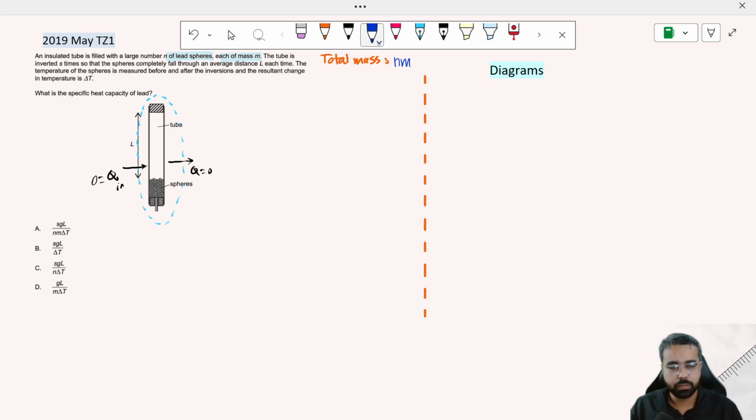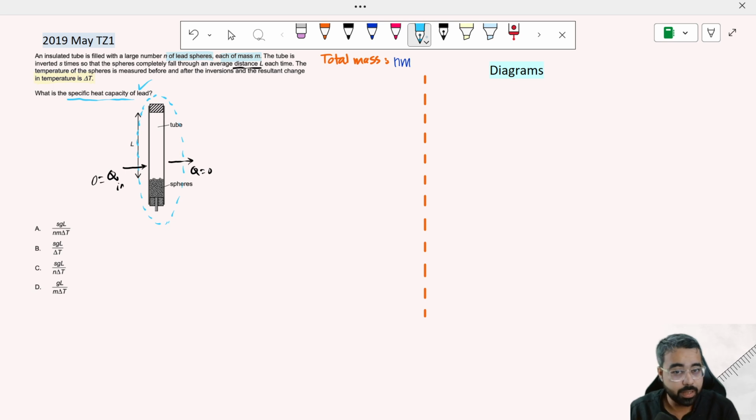And according to this question, we are inverting this tube. For example, if this is a tube, we are inverting this tube like this. So when we are inverting this tube, these lead spheres cover an average displacement or distance equal to distance L. And during this, of course, there will be some energy changes. Potential energy will convert into kinetic, and then kinetic energy will convert into thermal energy. Due to that thermal energy, a temperature change is observed, that is delta T. So we have to find the specific heat capacity of lead.